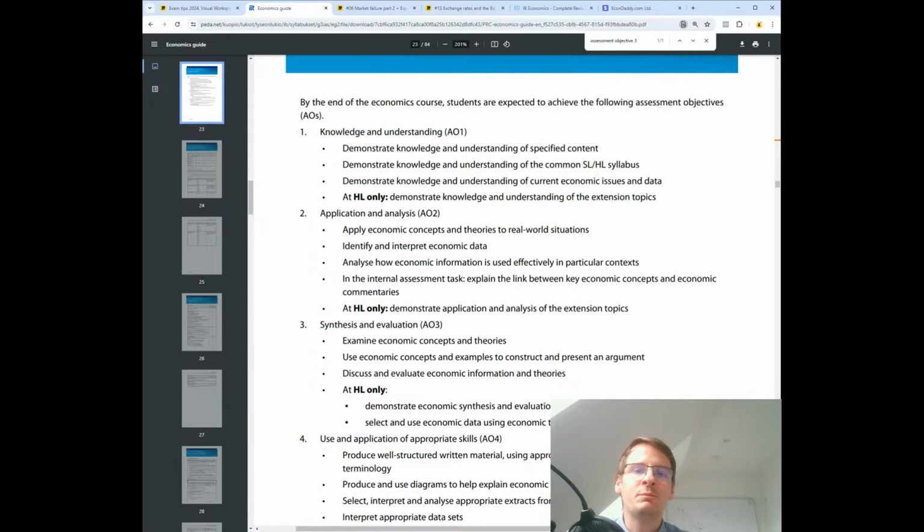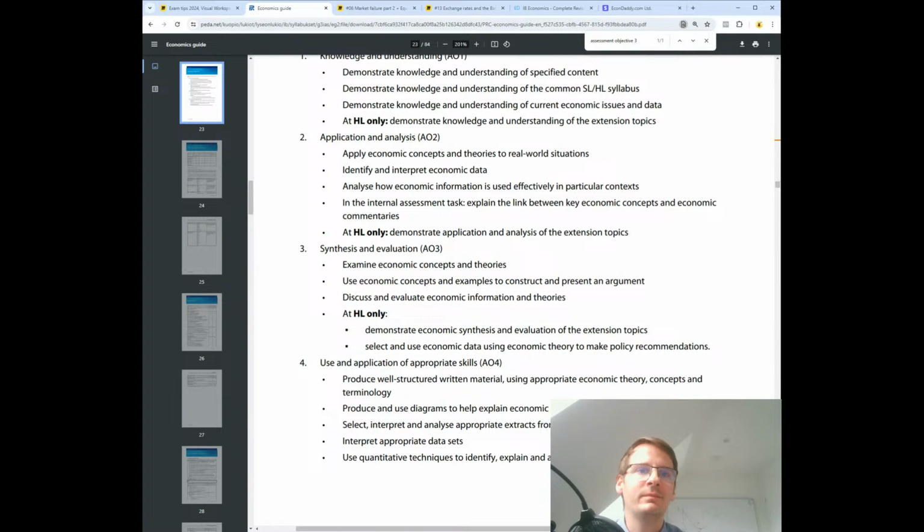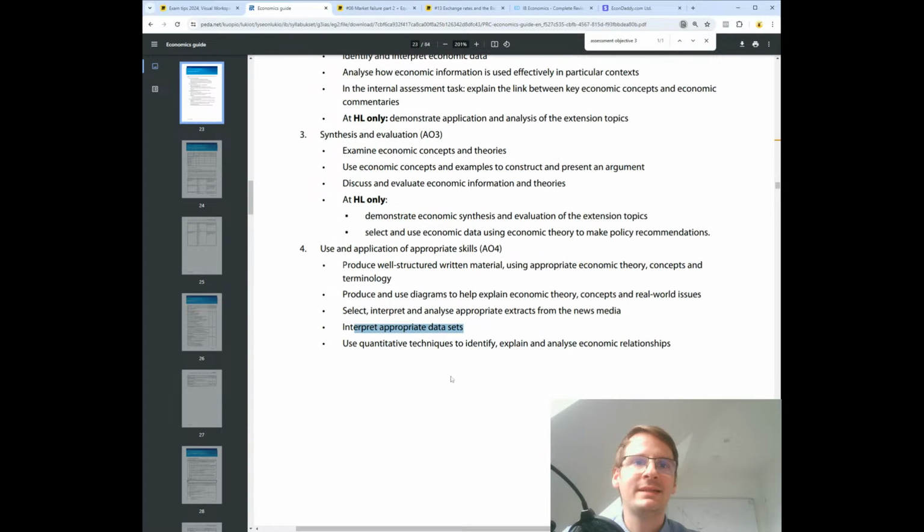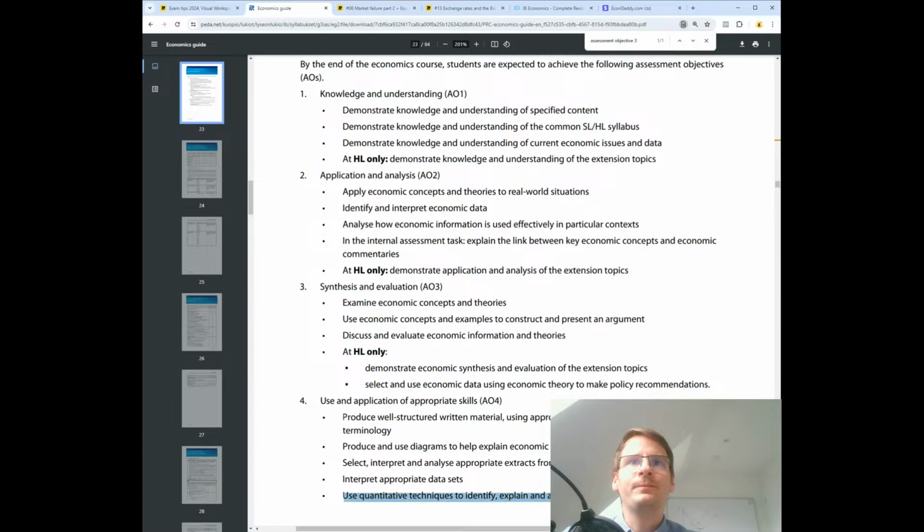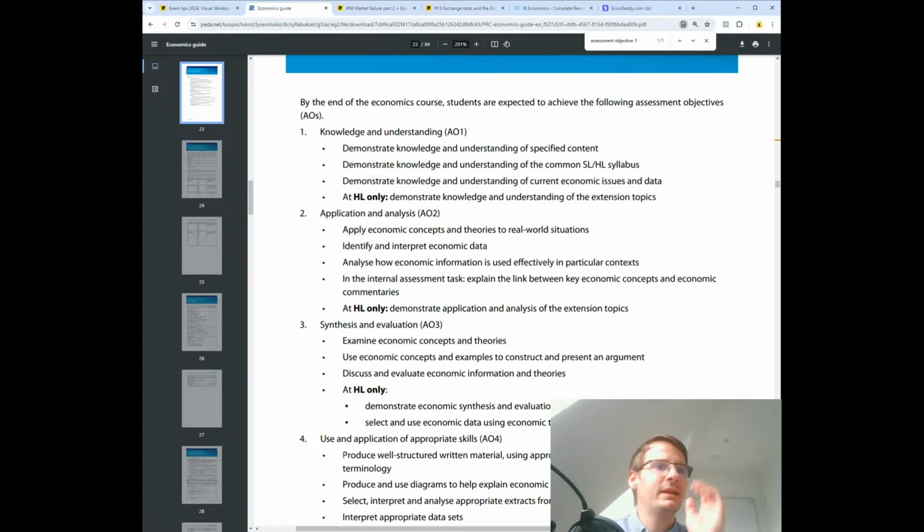Knowledge and understanding is most usually about the definitions. Application and analysis could include the explanation questions, especially the 10 marker in part A, and then the AO4 is more about the calculations. To the best of my understanding: produce well structured written material, use diagrams, appropriate extracts from news media, interpret appropriate data sets, and use quantitative techniques to identify, explain. You see, quantitative techniques, it's calculations. Okay, that's that.